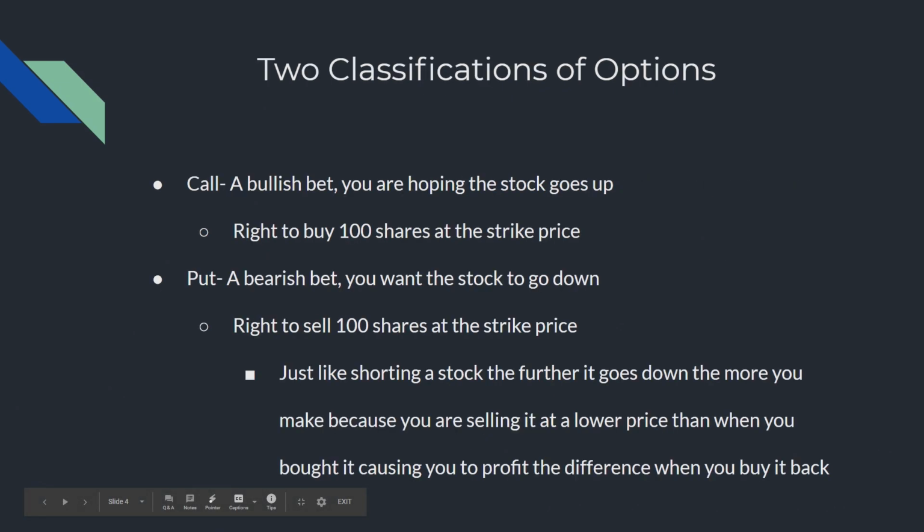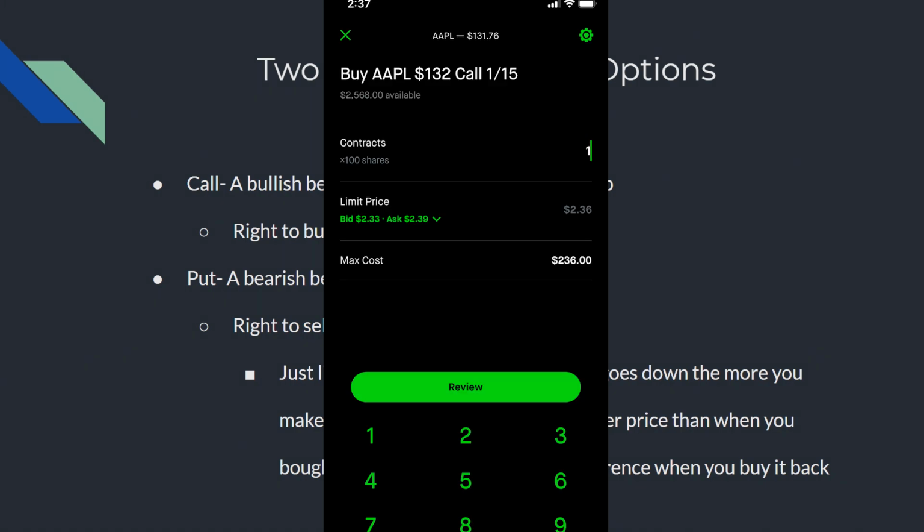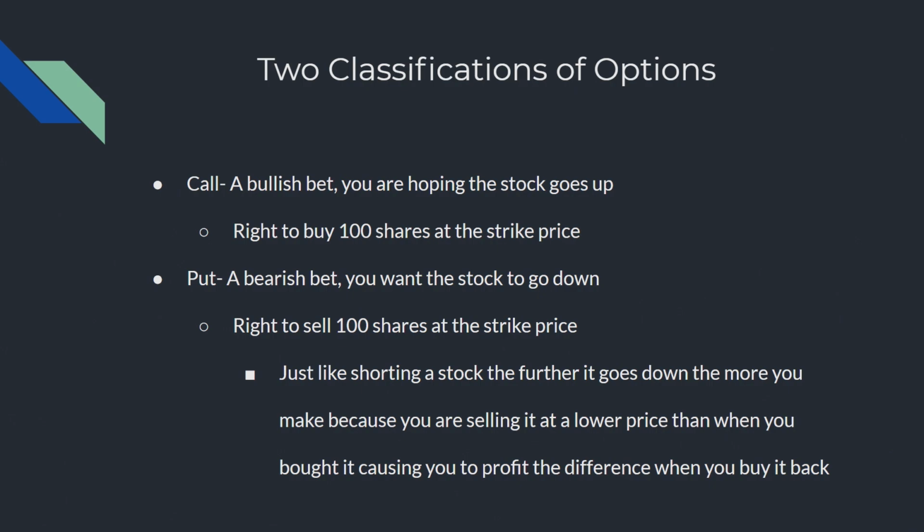So there are two specific types of options. There are calls, which is a bullish bet. You are hoping that the stock goes up. Now I'm going to share a screenshot on the screen right now. It's going to show a call. It's going to show you what it looks like on Robinhood. So this contract gives you the right to buy 100 shares at the strike price if it is in the money, which we will talk about and help you understand later what those definitions are. But right now we're just getting over what a call and put is.